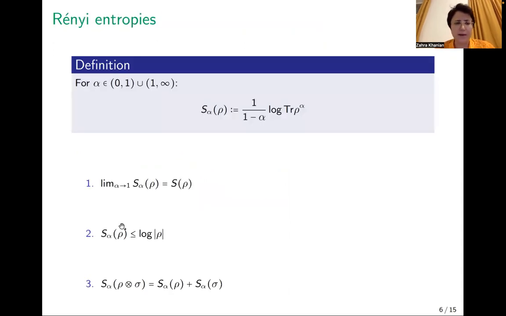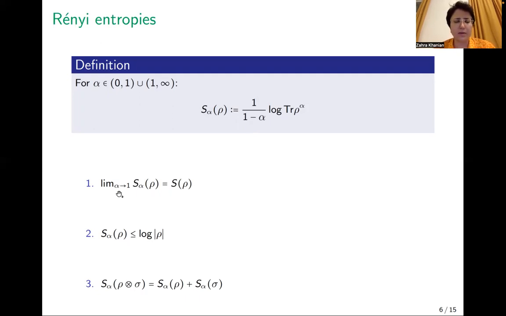So, okay. Maybe I can also quickly review some notions that I'm going to use. The Rényi entropy for a quantum state, for alpha between 0 and infinity, excluding 1, is defined as this expression here. There are some interesting properties. The most important ones that I'm going to use are listed here.